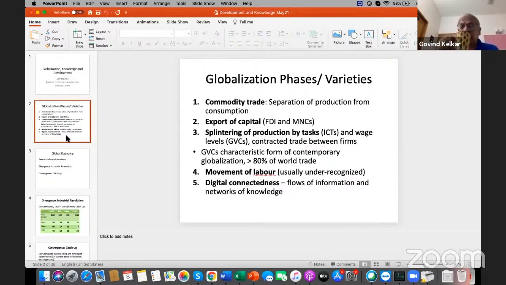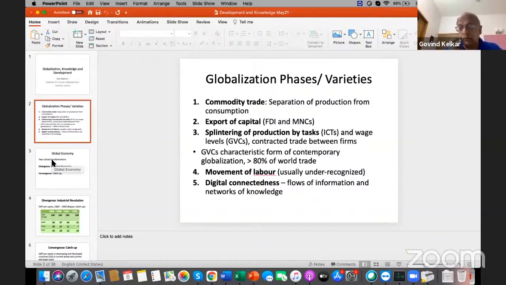Now, there are also two other forms of globalization, one of which is the movement of labor from one country to another. Indian IT engineers work in the USA, you have Sundar Pichai, or you have others who are now CEOs of various US tech companies. They studied in India and they have gone across and they work over there. So this is also a form of globalization. And now you have yet another form, which is digital connectedness. So there's a flow of information, and there are networks of knowledge, which really are spanning countries.